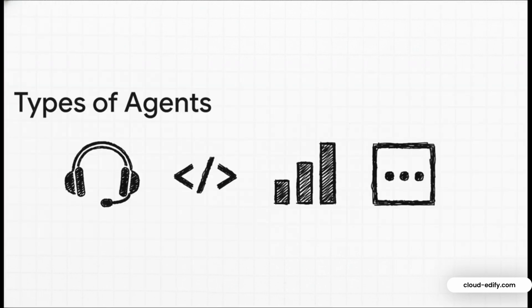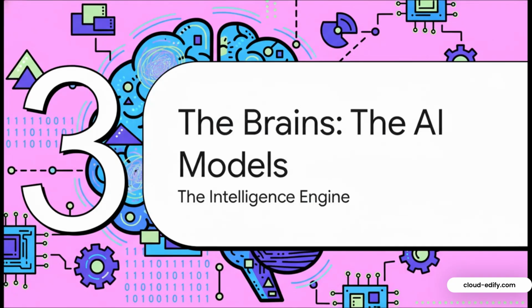And these agents can get super specialized. You can have customer service agents that resolve tickets, code agents that troubleshoot software, or data agents that analyze spreadsheets. The list goes on and on. Each one is a specialist, a doer for a very specific type of task. Okay, so if the agents are the doers, what's powering their decisions? Well, that brings us down to the next layer, the brains of the whole operation, the AI models themselves.